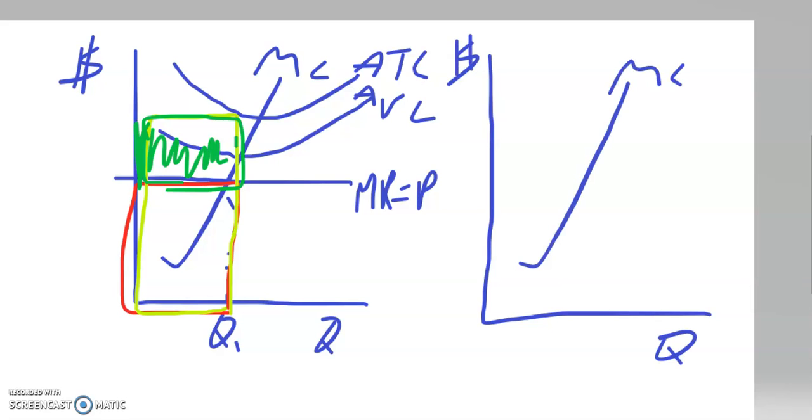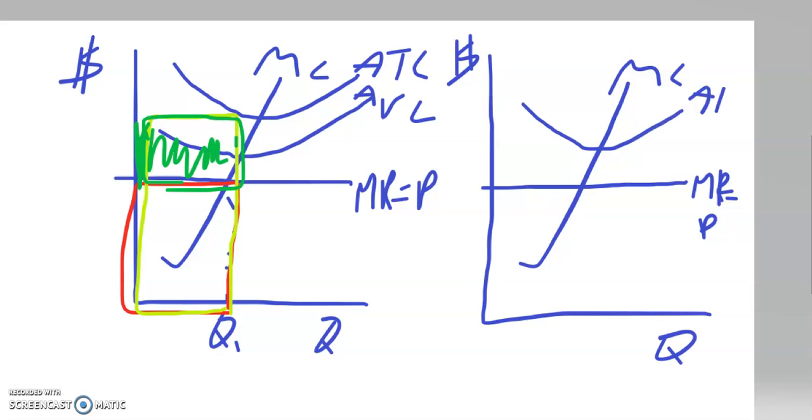Marginal cost, marginal revenue, and price. Marginal revenue and price, and then I have ATC up here, and then AVC down here. AVC. All right. So again, both of these firms are taking a loss, right?